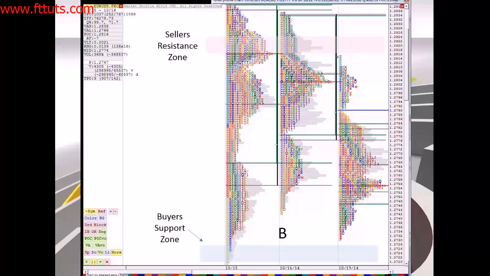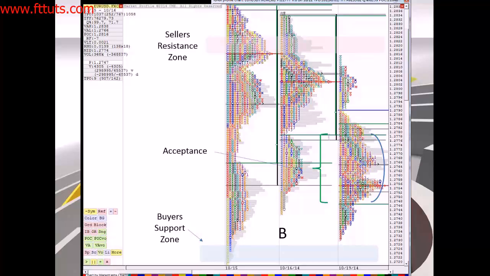Notice it's right there. But take a look at what actually happened during profile C. Well, obviously we came down for a test of the buyer and this zone here where we've had an aggressive buyer, and sure enough the buyer pushed us higher. So the buyer is still there, still interested, and would not let us navigate very much lower.